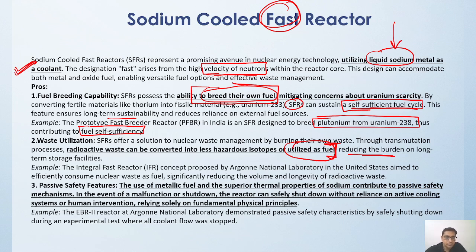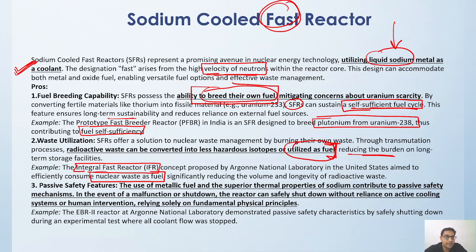Okay, so here is an example of the integral fast reactor, IFR, which aims to efficiently consume nuclear waste as a fuel. That means they want to convert nuclear waste into fuel, so that they reduce the wastage and can further extend their nuclear cycle.